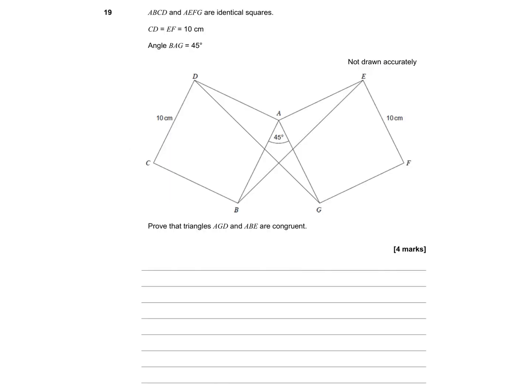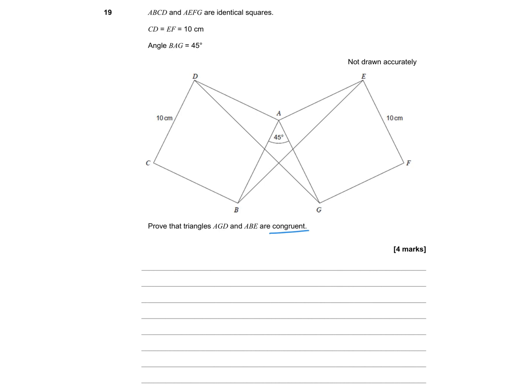Lovely. Question 19. ABCD and AEFG are identical squares. CD is equal to EF, which is equal to 10 centimeters. If these are squares and one side is 10 centimeters, then all the sides have to be 10 centimeters. And angle BAG is 45 degrees. Prove that triangles AGD and ABE are congruent.